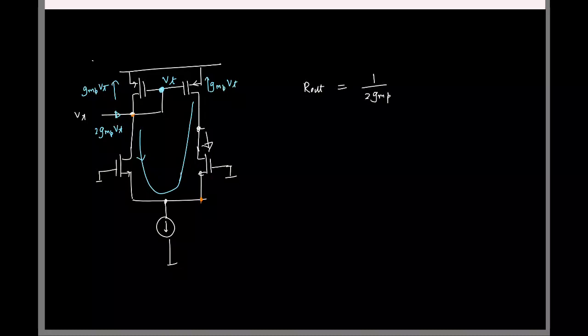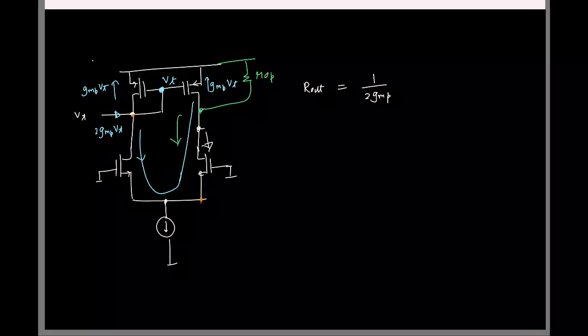And again, if you actually include r naught, this gmp Vtest current will have a path to flow into the r naught of the PMOS, and whatever impedance we have looking down. So we will have a current division between this impedance and the looking down impedance, and whatever current flows down is what will actually come. Again, you can take it as an exercise and work out in presence of r0N and r0P what Rout is.